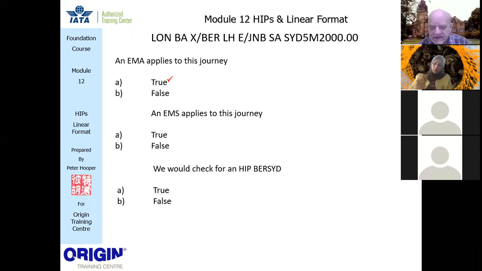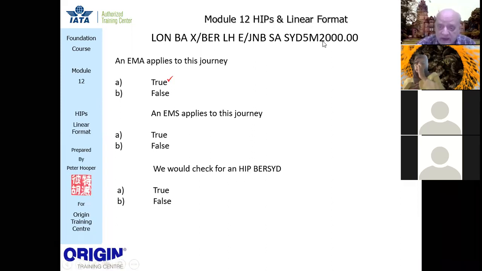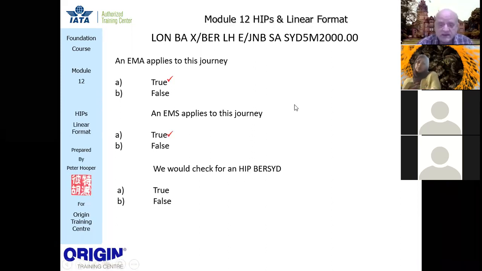What does EMS stand for? Excess mileage surcharge. Excellent, excess mileage surcharge. Is there an excess mileage surcharge? Yes, 5M. Can you see here, 5M? Yeah. So yes, there is.